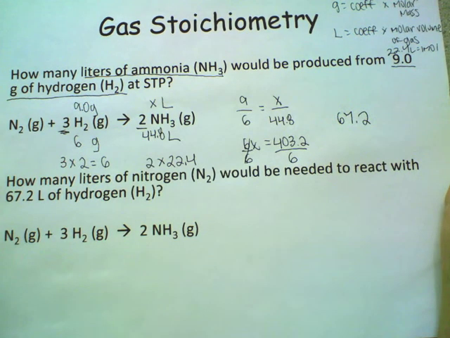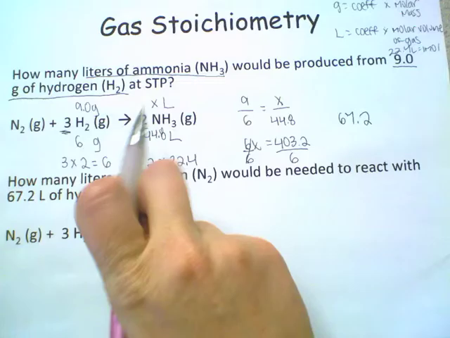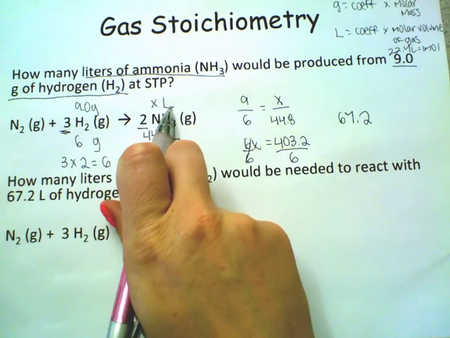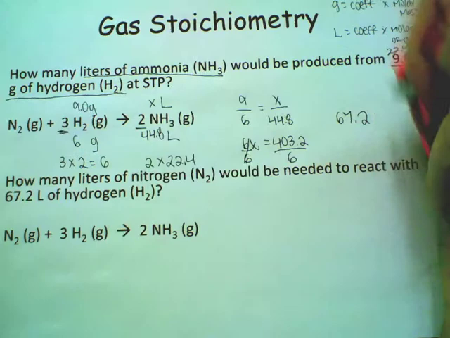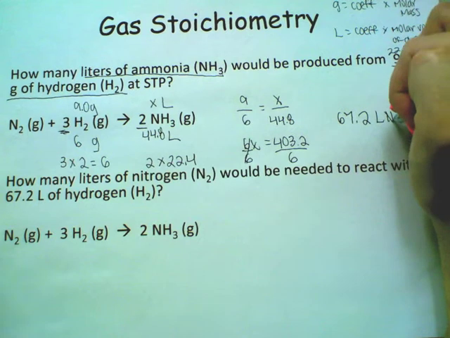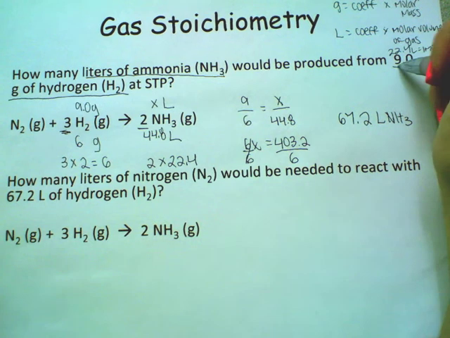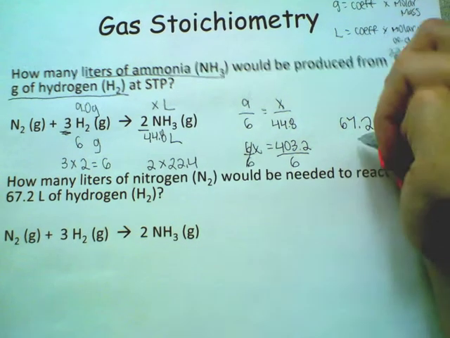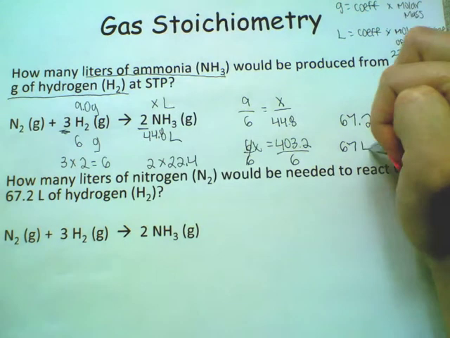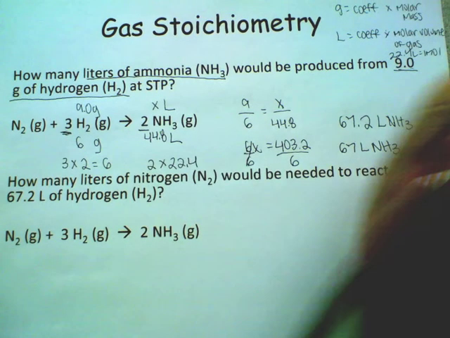If we look back to figure out what the units are, we look for X. It's liters of NH3. To correct that for significant figures, I see that my answer should only have 2 because the given had 2. So it'd round to 67 liters of NH3.